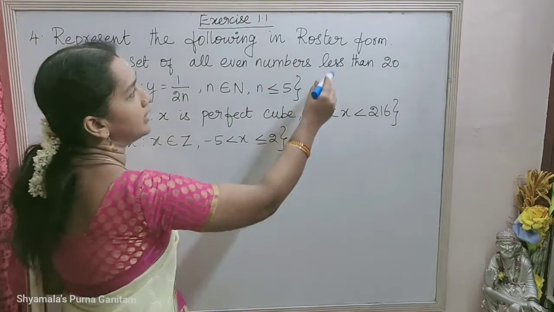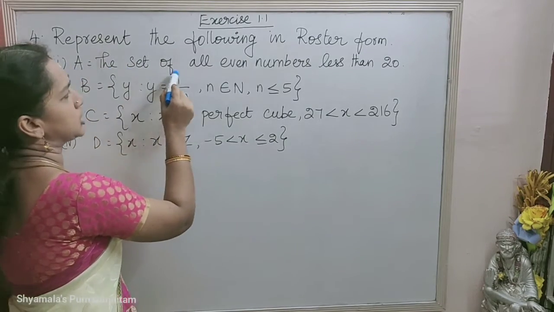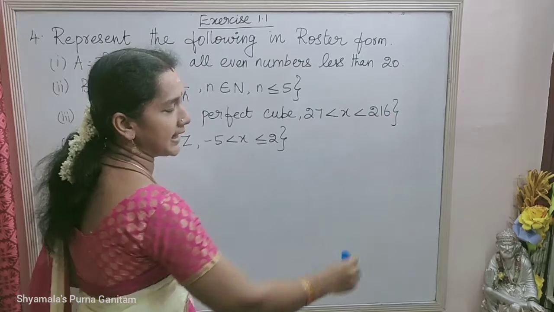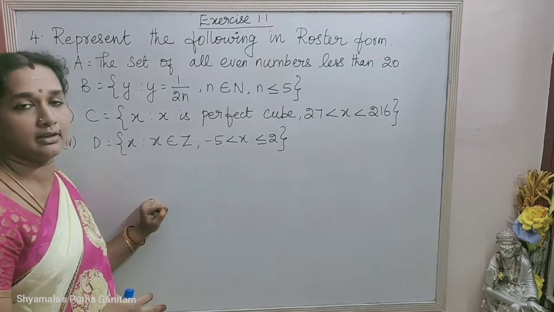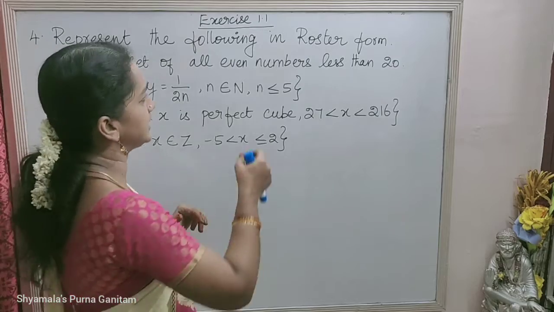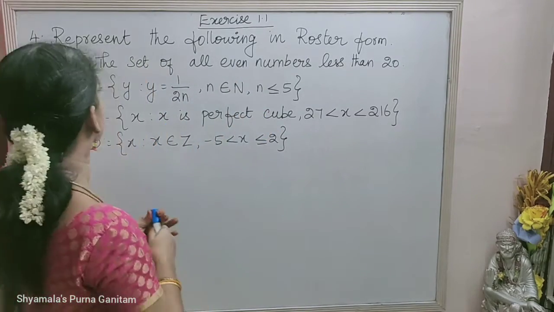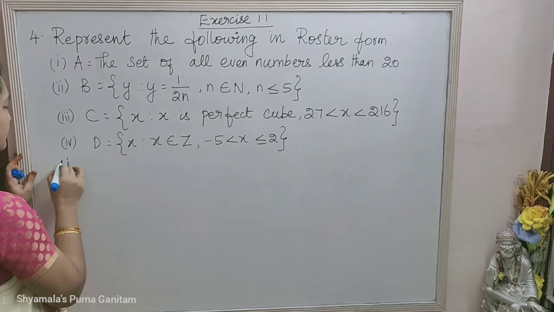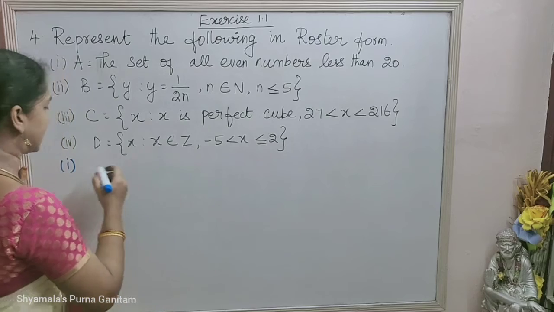Represent the following in roster form. A is equal to the set of all even numbers less than 20. What is a roster form? Tabular form. That is, you have to tabulate what are all the elements in the set. That's all. So, the first one is A is equal to the set of all even numbers less than 20.